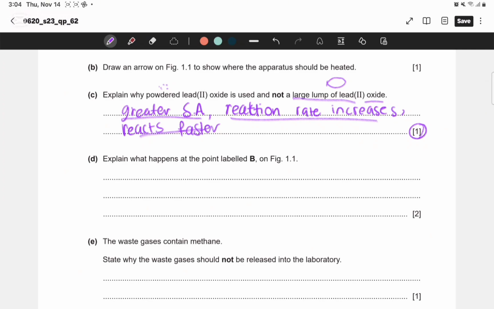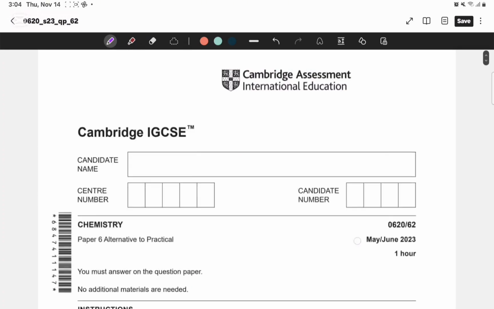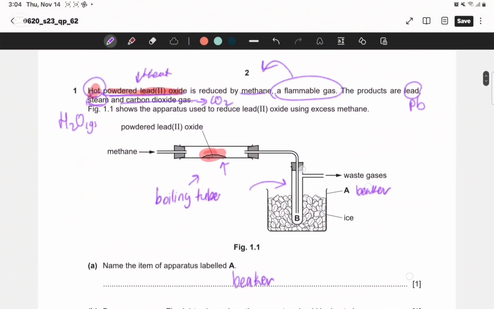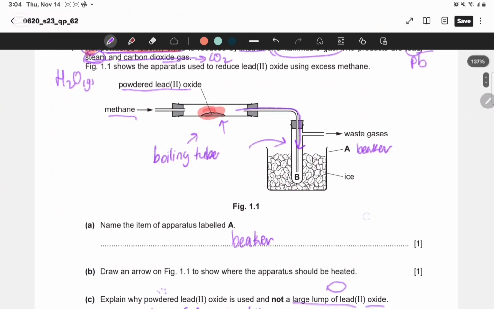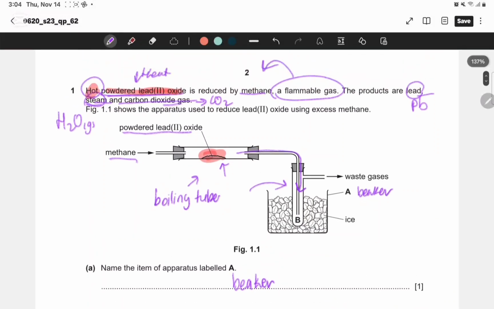Okay, D, explain what happens at the point labeled B. Let's go back up. Here. What happens at point B? So we know that the lead oxide and the methane, when they react, their products are going to go over here. So lead, steam, and carbon dioxide are going to go over here. And then they're going to get cooled. And then something's going to happen. Now what changes?